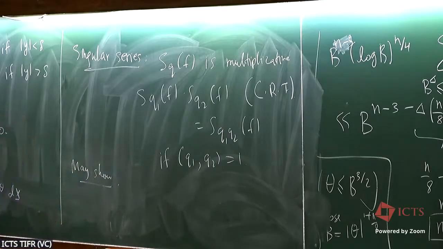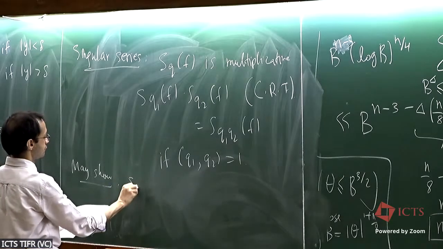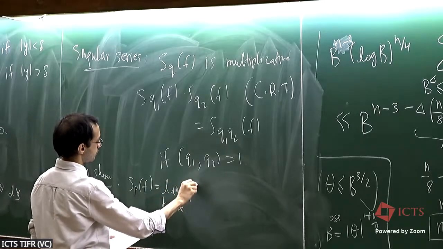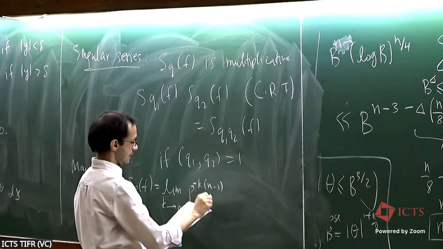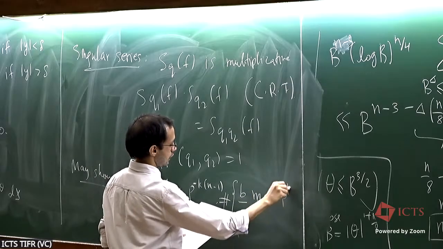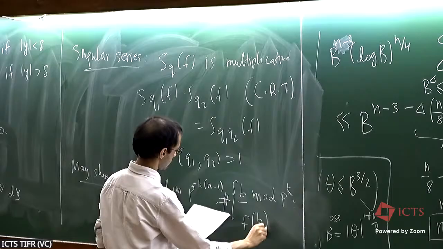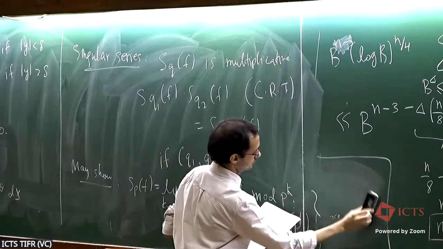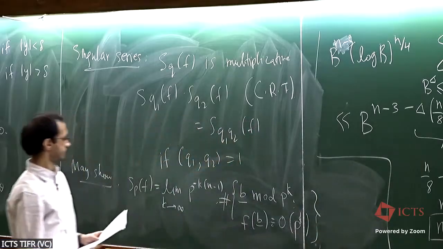So once one has this multiplicativity, one asks what S_p(F) is, for example. These are also certain local densities. Okay. So this S_p(F), or sigma_p(F), how it's written, is the limit as k goes to infinity of p to the minus k times (n minus 1) times a certain count. So it's the number of b's mod p to the k such that f(b) is congruent to 0 mod p to the k. So we have this thing right here.